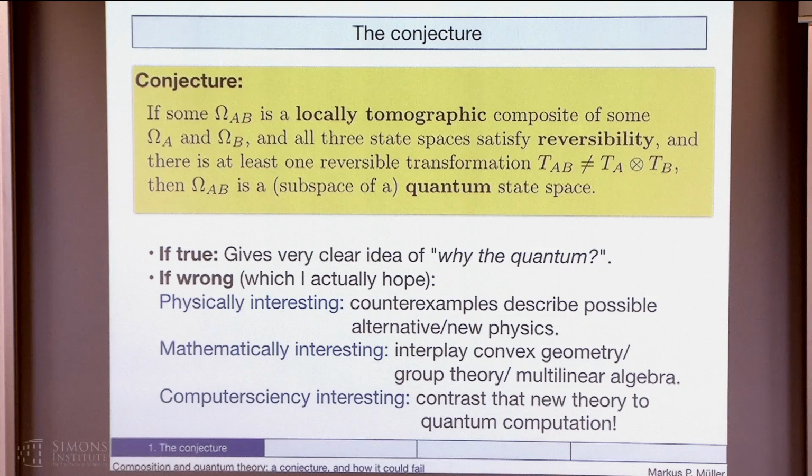Because if it's wrong, then you would have these other theories which are not quantum, but have these nice properties. It's physically interesting because that could describe some possible new or alternative physics, so you could try to go out and test for it. Mathematically it would be interesting because you have these state spaces with a nice interplay between convex geometry, group theory, and multilinear algebra. And in computer science, you might want to take these other theories and contrast them to quantum computation and see what their computational power would be. So it would be really nice if we could disprove this conjecture and really construct some non-quantum theory of that kind.